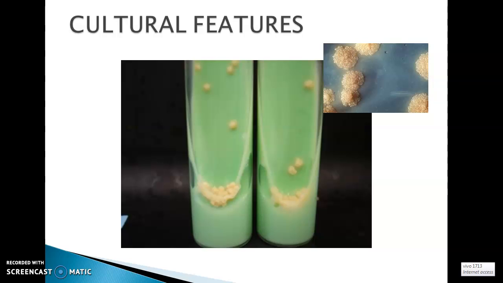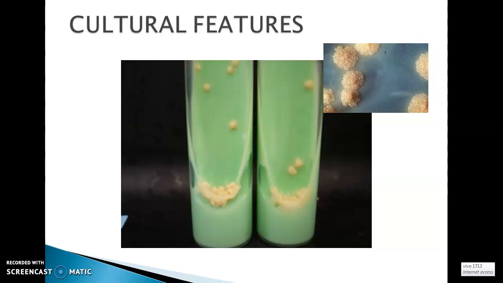Next, about its cultural features. The organisms are not easily cultivable because of their long incubation time. It requires 1 week for development of colonies on artificial agar medium.